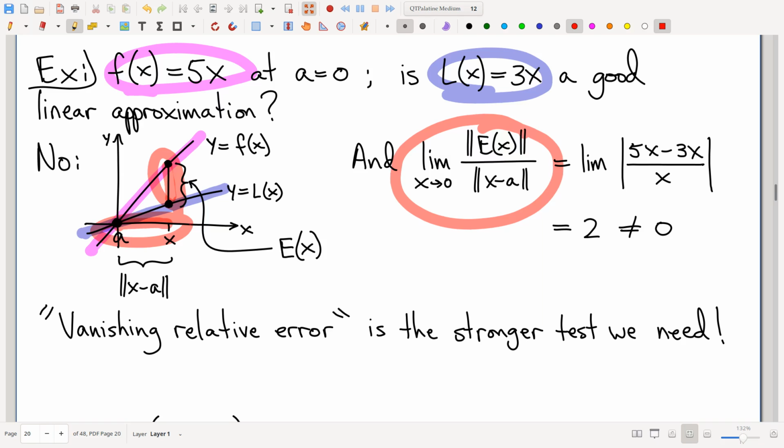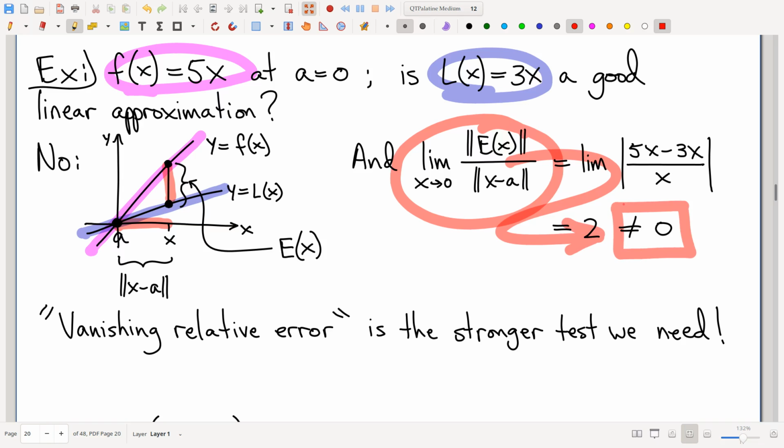And you can kind of even see it happening in the picture. You could probably make a similar triangles argument or something as you approach the origin. Not that you have to. You can straight up do it with the algebra. And this relative error does not approach 0.